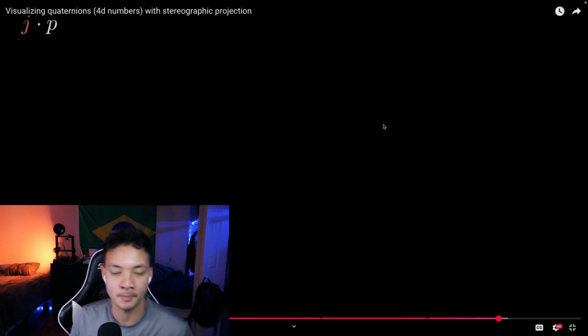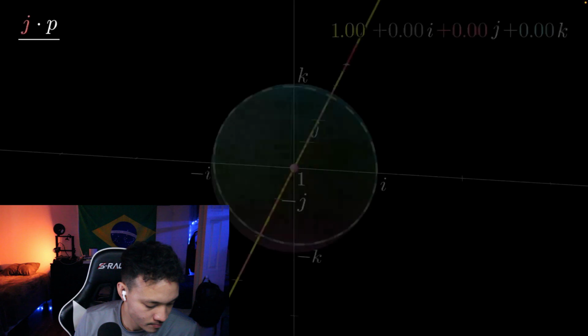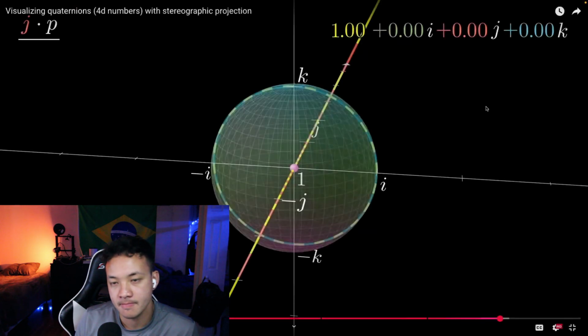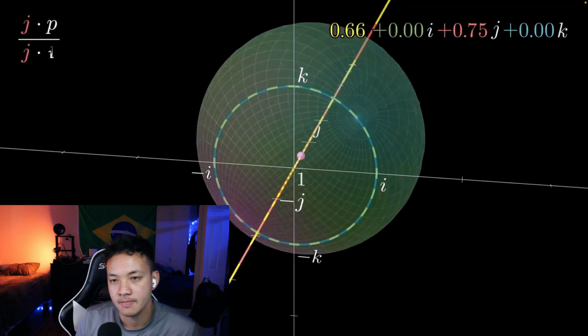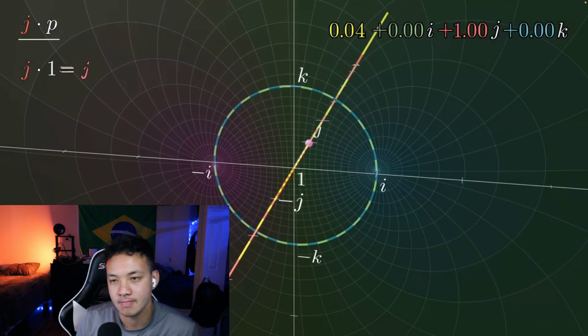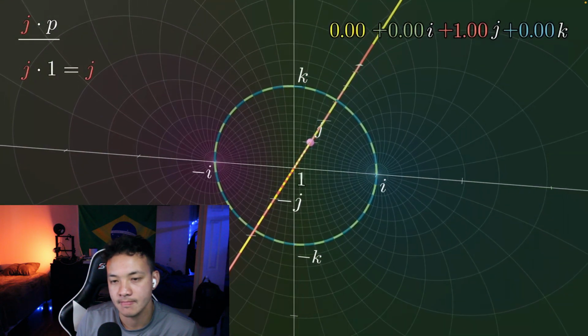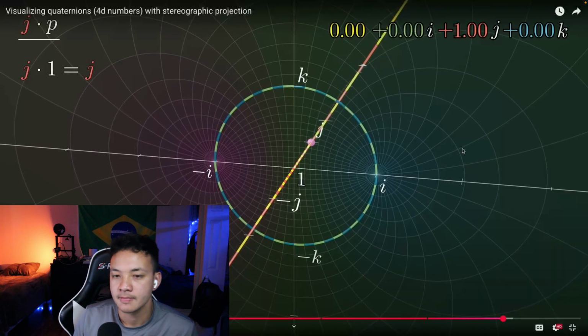For j to act on other quaternions by multiplication from the left, the circle through 1 and j, which we see projected as a line through the origin, gets rotated 90 degrees, dragging 1 up to j. So j times 1 is j, and j times j is negative 1.